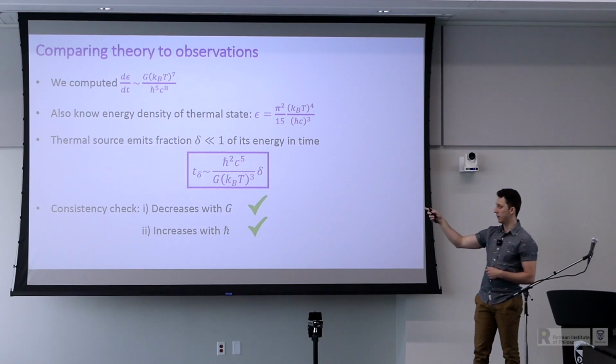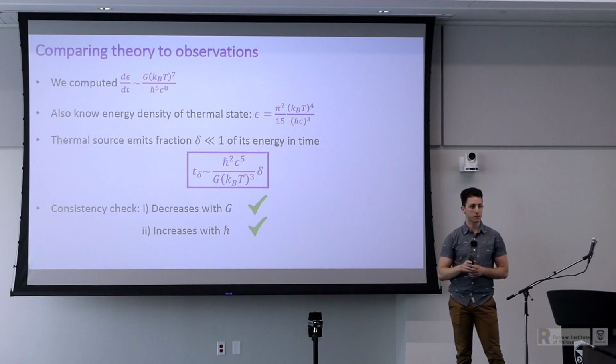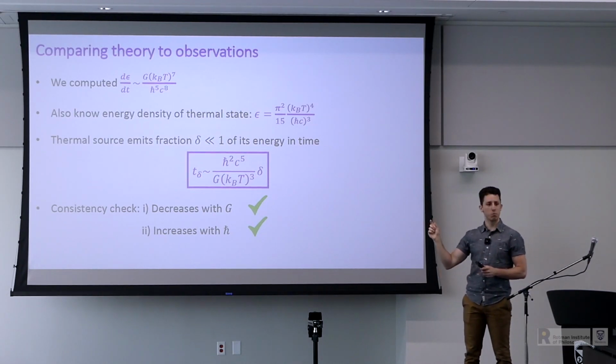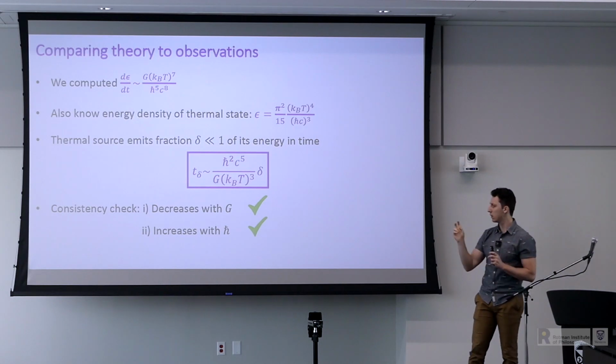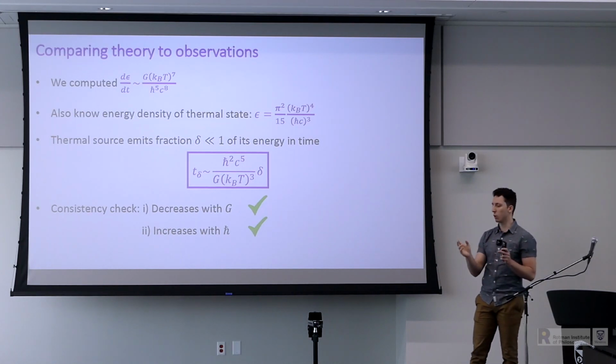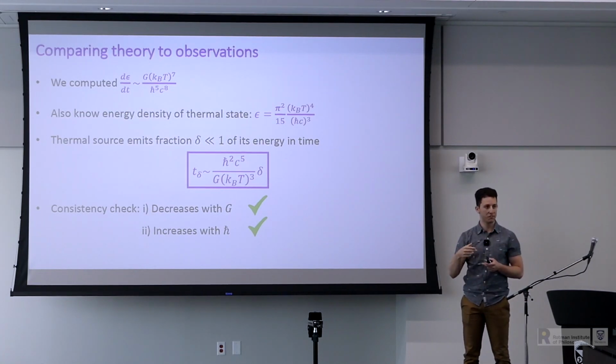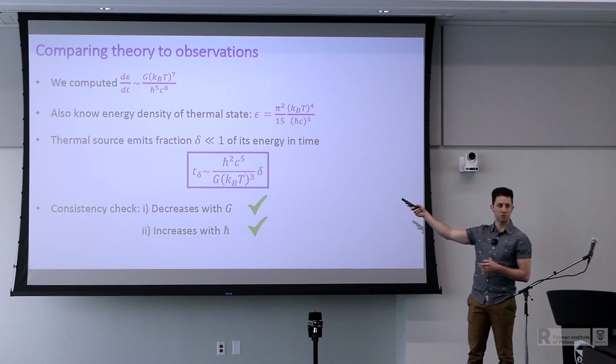We see that the radiation time increases with h bar. This also makes sense. If we increase h bar, that means that we have a more quantum source, more quantum, in quotes. A more quantum thermal source, we know, has its energy predominantly stored in lower frequency modes. Now, lower frequency modes oscillate slower, and so they're going to radiate gravitational waves slower, and so the radiation time is going to increase.